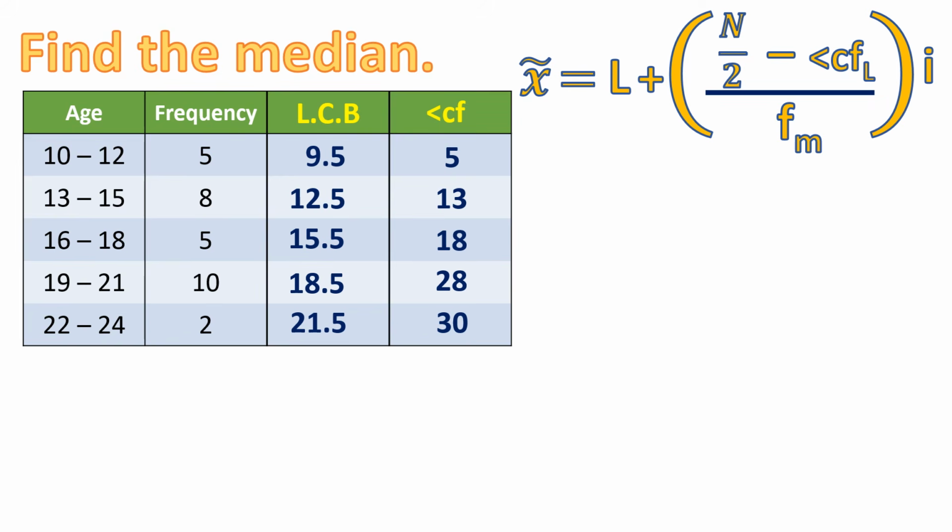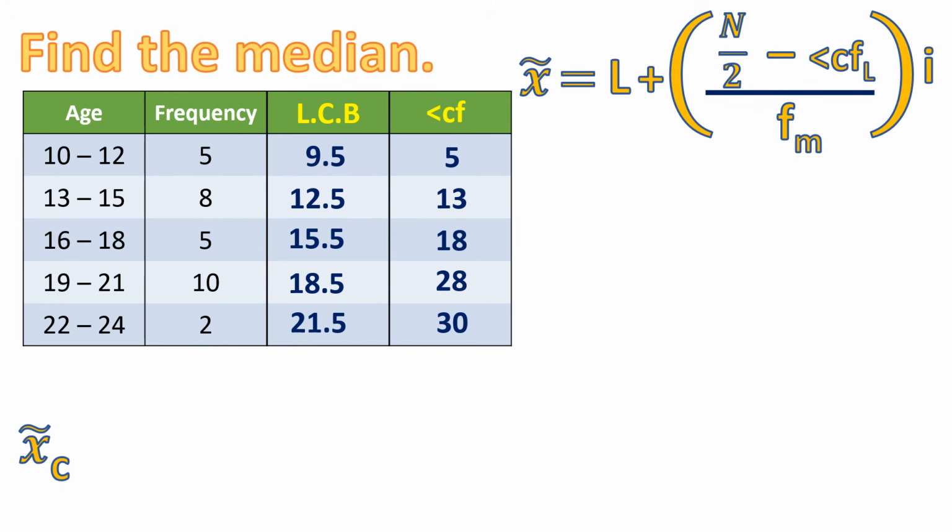Now, since we have completed our table, we can substitute into our formula. But we have many lower class boundaries, so which of these are we going to use? And there are also many less than cumulative frequencies. That means we need to know which row we are going to use. There is a formula to follow to find this row, and this row is what you call the median class.